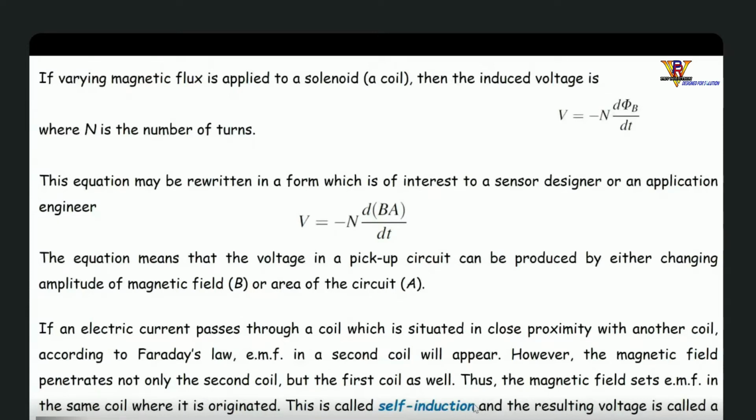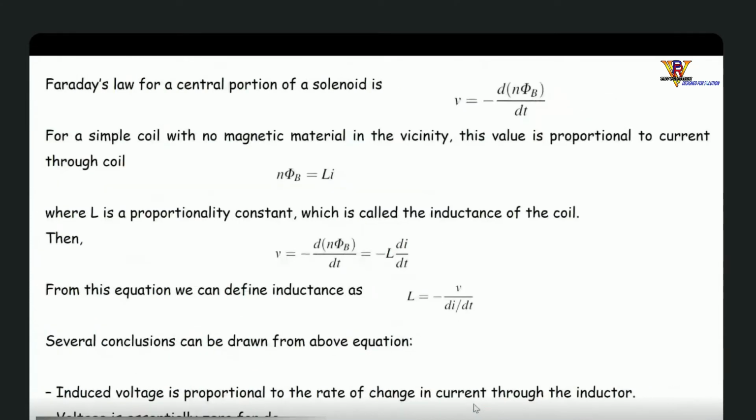Due to this self-induction, the voltage induced is called the self-induced EMF, and it is given by minus d(N phi B) by dt. So, for a simple coil with no magnetic material in the vicinity, this value is proportional to the current, meaning N phi B can also be written as L times I, where L is the proportionality constant and I is the current flowing in the coil. So we can write the induced voltage as minus L di by dt as well. And that you know very well.